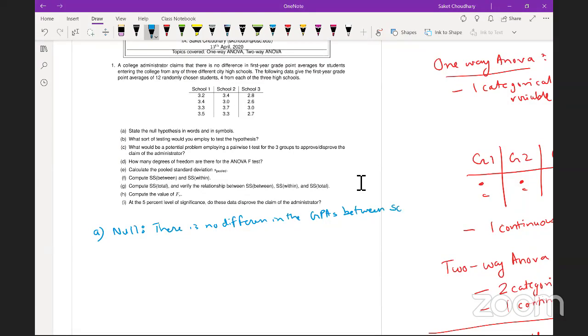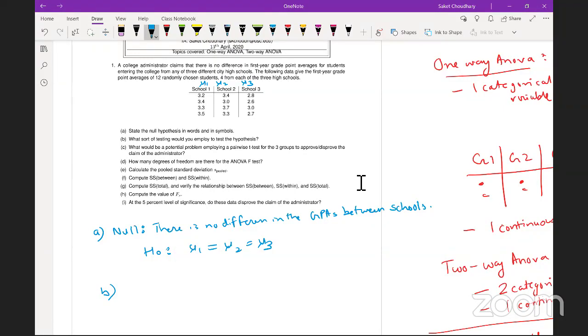This is in words. And if I call this mu1, mu2, and mu3, then my null in symbols is mu1 equal to mu2 equal to mu3. Okay, so again, an example, we have expanded from our usual 2-group theory to 3-group theory. Okay, that was simple. Part B, what sort of testing would you employ to test this hypothesis?